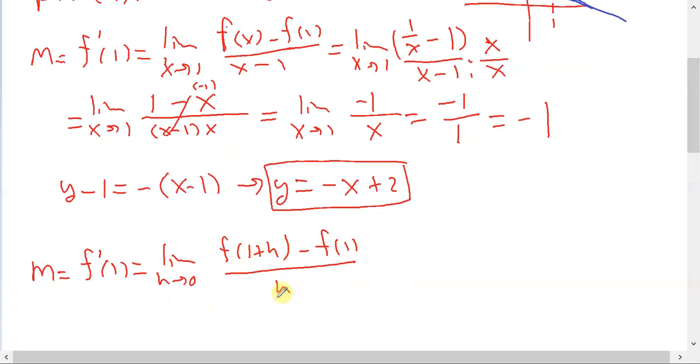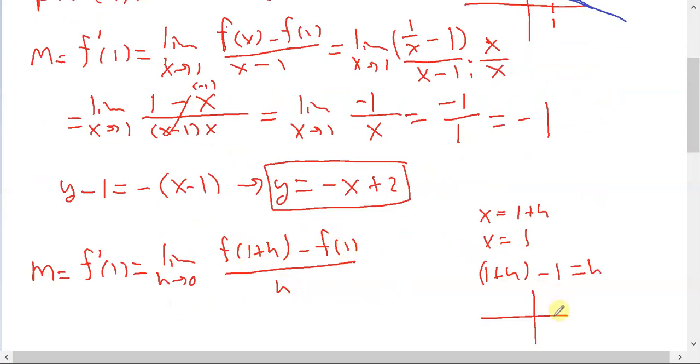Down here, it's not clear that this is a difference in the x coordinates, but the x coordinates are 1 plus h and 1 in my formula here. And so if I subtract those, 1 plus h minus 1, I do get h. So this is the difference in the x coordinates, the corresponding x coordinates that are used here. So this is the same thing, it's just a different way of looking at how I'm getting that tangent line.